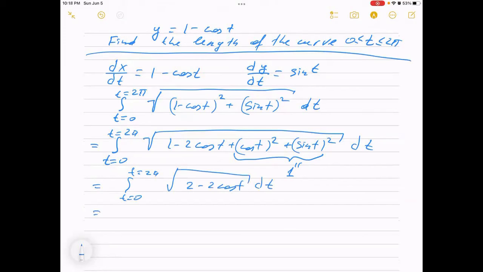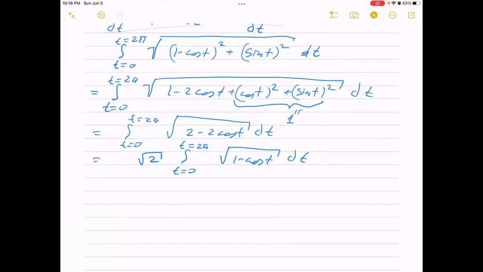We can factor out 2 because it's under the square root, so we take the square root of 2 outside of the integral, times the square root of 1 minus cosine t dt. Now we have to recall some trig identities. Recall that sine squared t equals 1 minus cosine of the double argument, divided by 2. So from here, 1 minus cosine of the double argument equals 2 sine squared t.